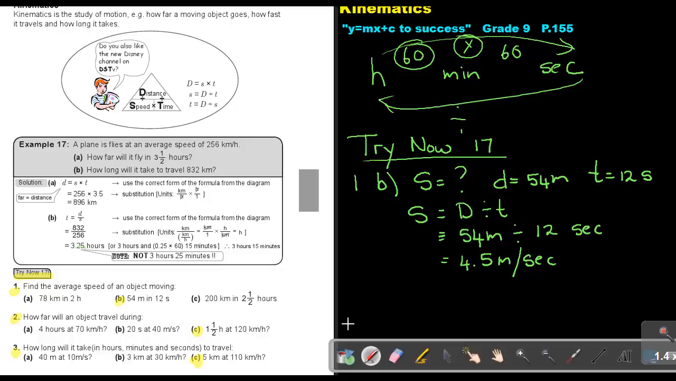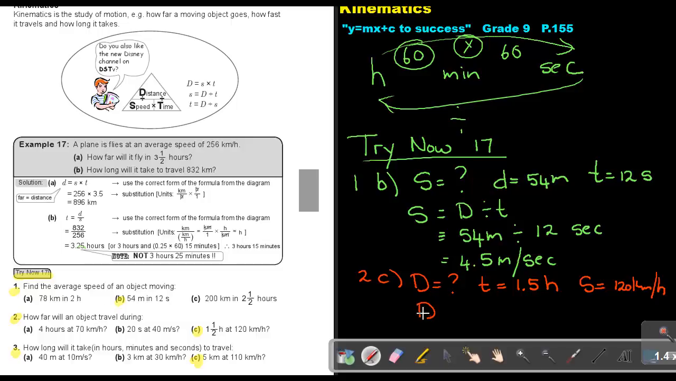So if I look at the next one, number 2, I'm going to look at number 2C. So how far will it go? Are they looking for the distance? They are giving you the time. What is the time? It's 1.5. I think it's better to make it 1.5 hours. And the speed is always the 2 units, so it's 120 kilometers per hour. And they are looking for the distance.